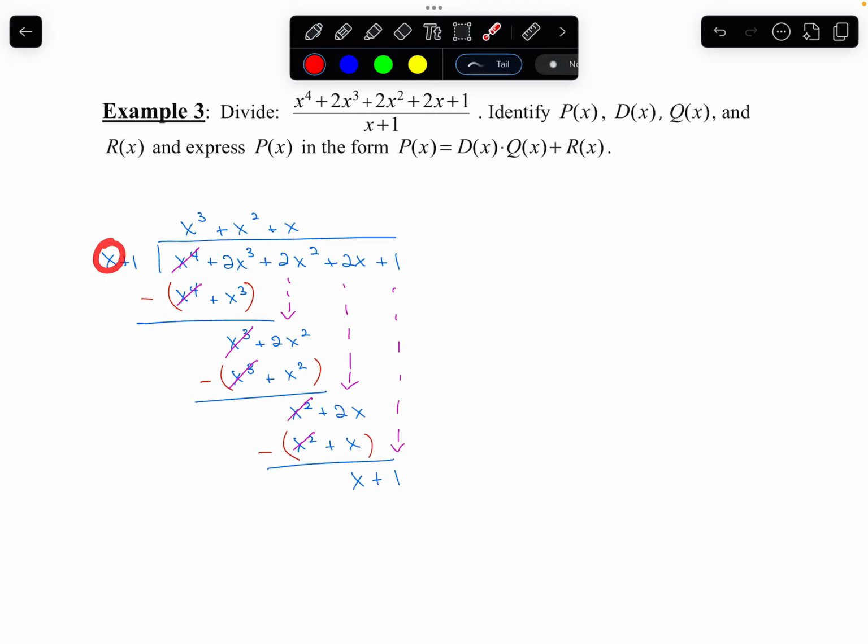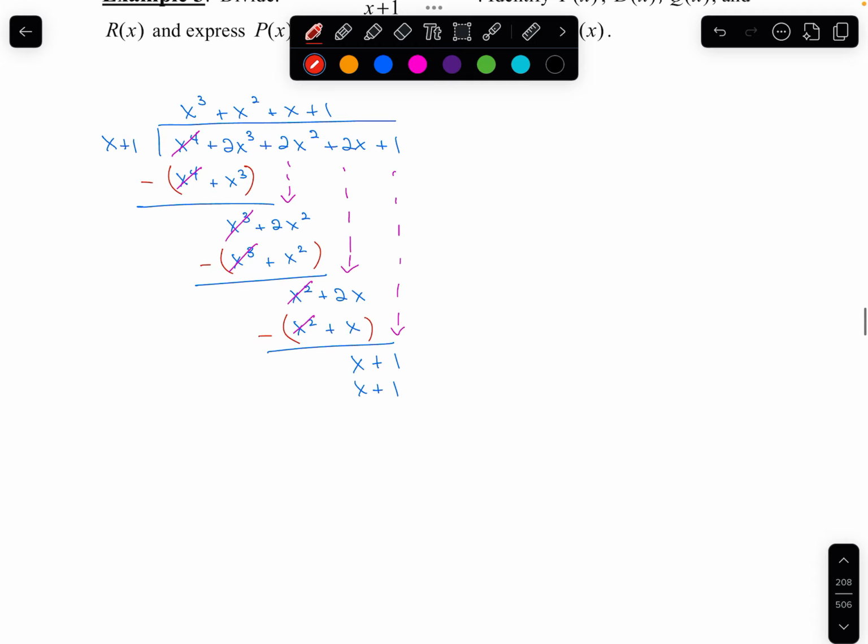So to make x look like x, it is itself, so I'm going to just multiply it to 1 so that I get x plus 1, and I subtract. Terms are canceled. Everything cancels, so it goes to 0. That's the remainder.